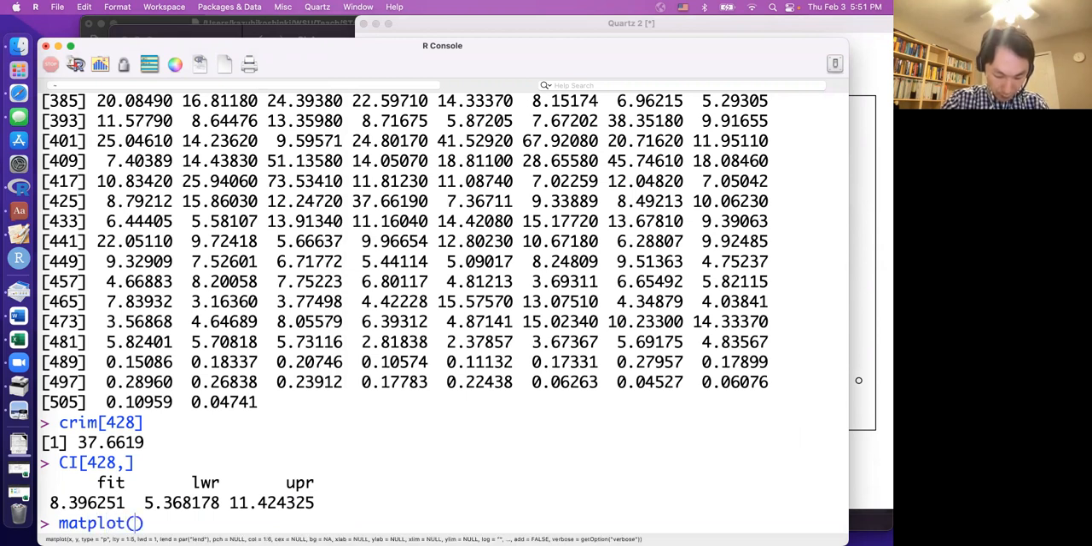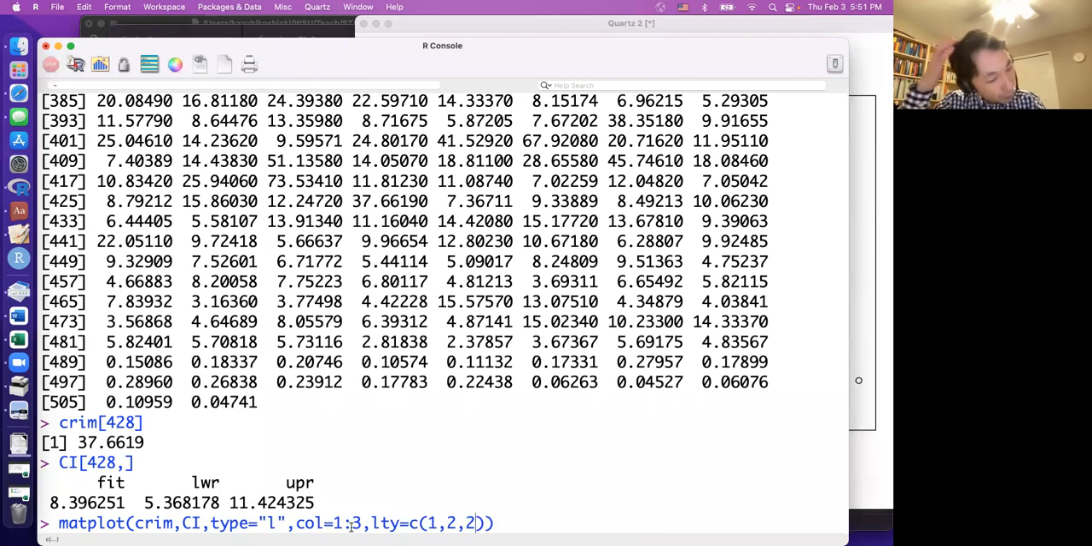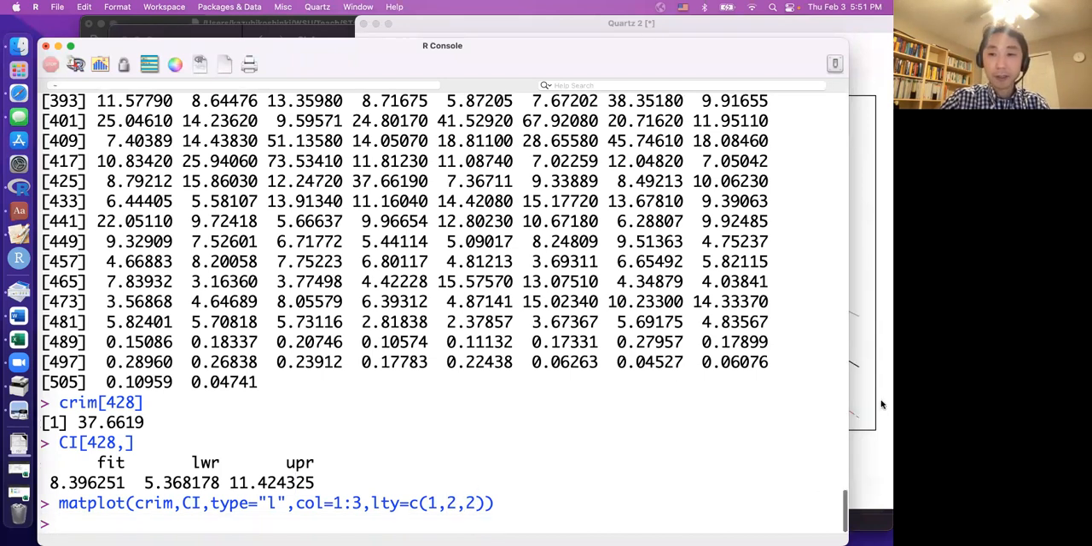So matplot crime rate and the CI, type L, color 1, 2, 3, line type 1, 2, 2. Color 1, 2, 3 is black, red, green, and line type 1, 2, 2 is the solid line and the dotted line. Then we plot this, and we have this.